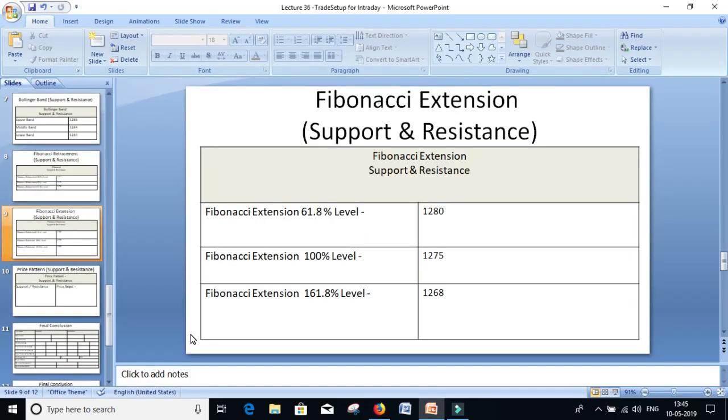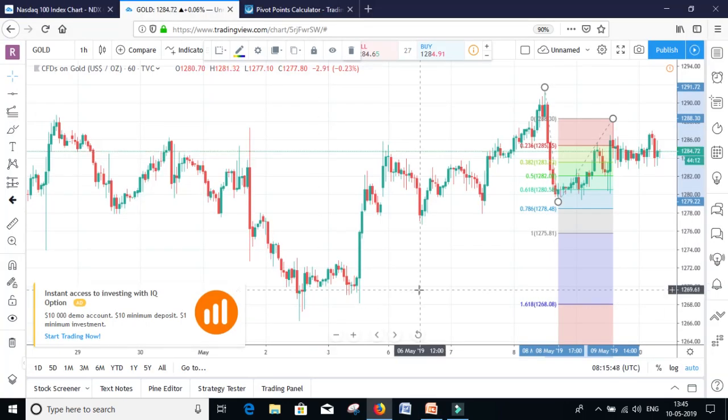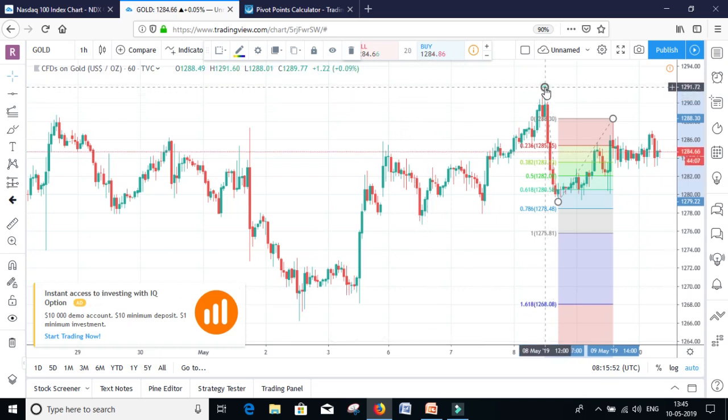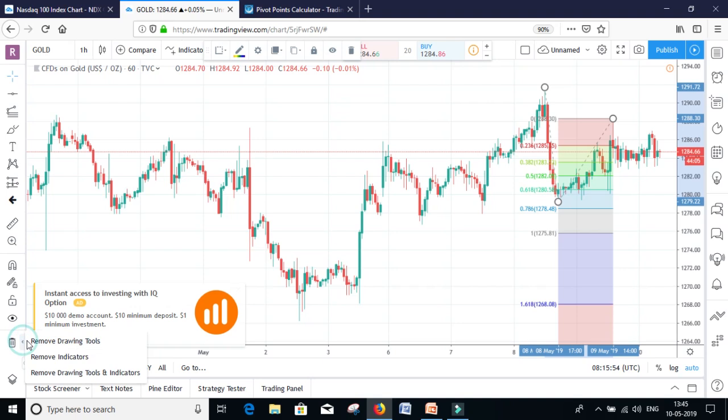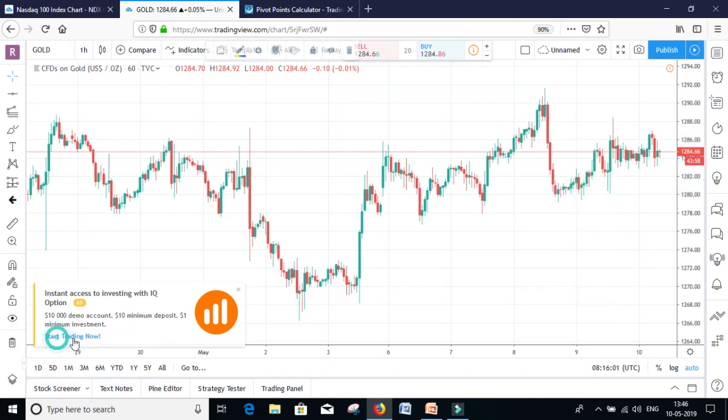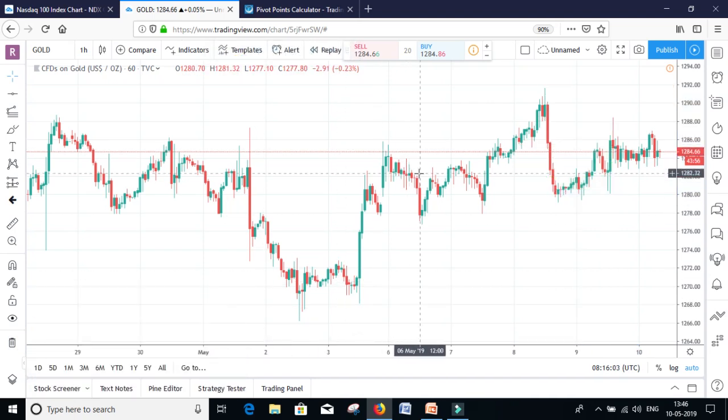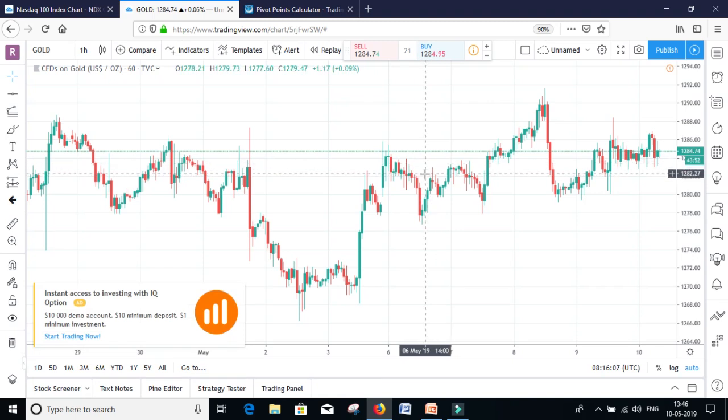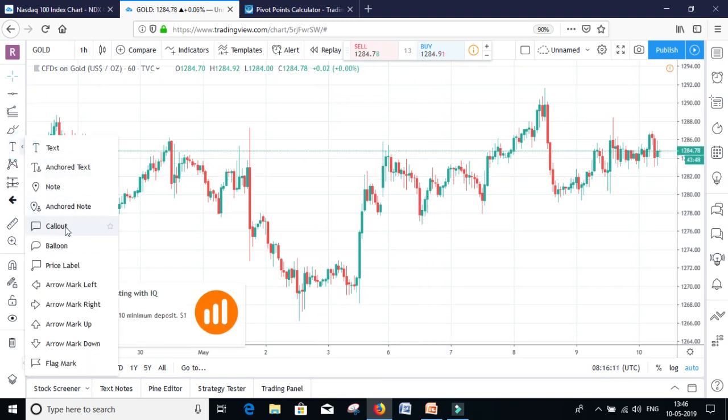So with the help of this, we can easily calculate the Fibonacci extensions. We also consider the price pattern, so if there is any price pattern, we can easily identify it through here. We see a price pattern that is available here, of a diamond top. The price looks like a diamond top. If you draw with a pencil, we can easily identify it.